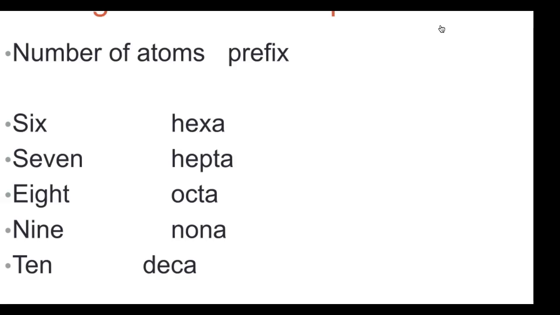Okay, hexa for 6, hepta for 7, octa for 8, like an octagon, nona or nana, I'm not sure how they pronounce it, for 9, and deca for 10, like a decade is 10 years. Make sure you get all of those down. If you need to, stop, write them down, and start up again.